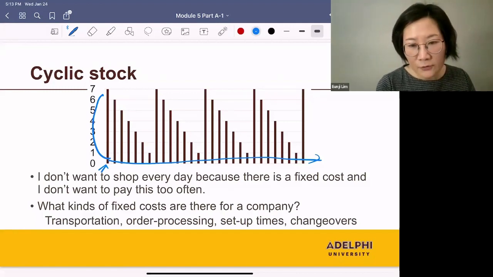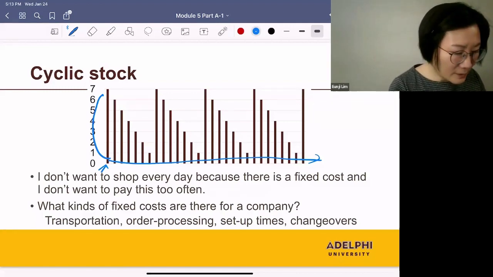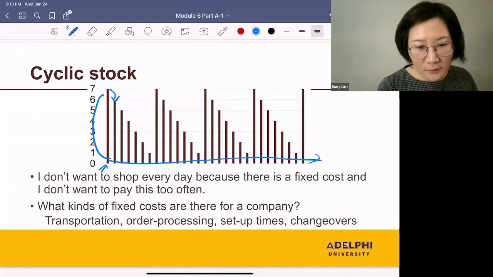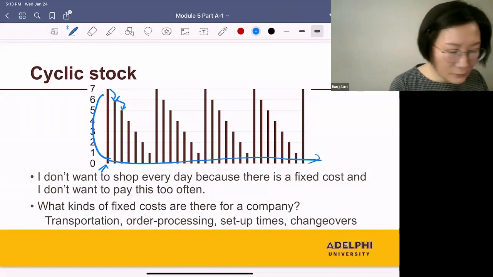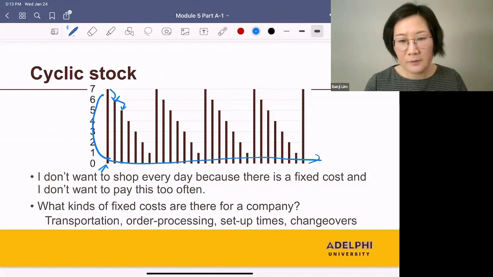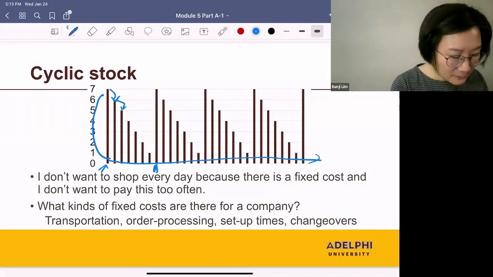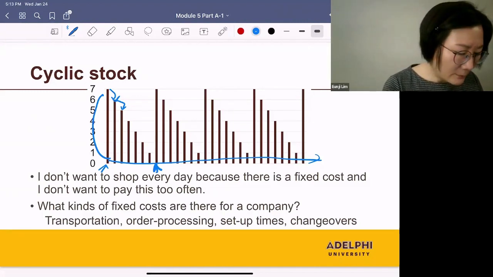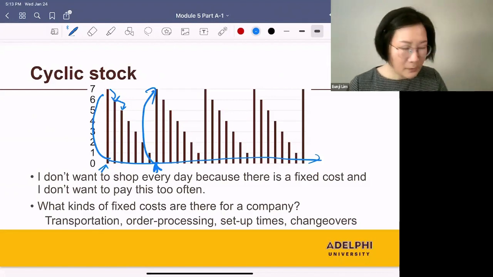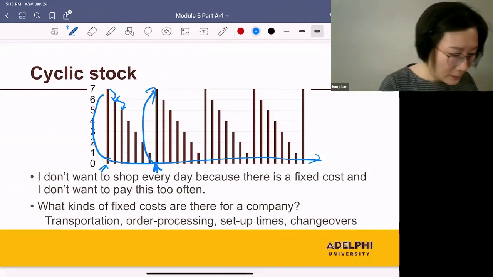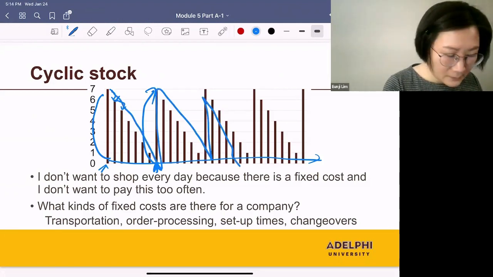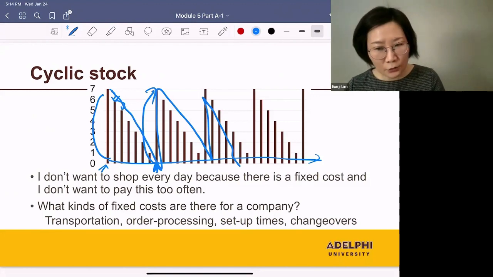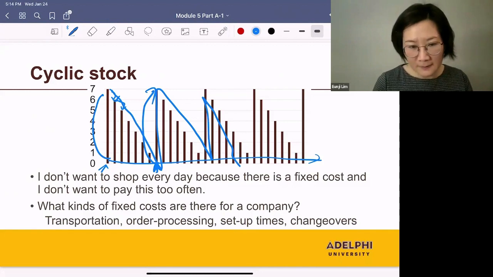By the end of this day, I drink 1 gallon of milk, and the next day, my inventory goes down to 6. On this day, I drink another gallon of milk. The following day, my inventory goes down to 5. I repeat this every day. The following Saturday, I run out of milk. I go shopping and buy 7 gallons of milk. My inventory is replenished. And I repeat this over and over. And this is a cyclic pattern. And we see this because there is a fixed cost and we don't want to pay this fixed cost too often. So this is called cyclic stock.